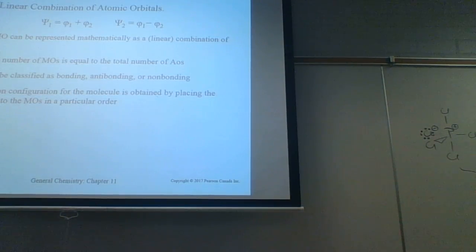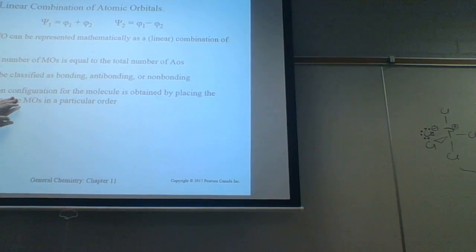And so let's just read the points. Each MO can be represented mathematically as a linear combination of AOs. We call this LCAO. That's an important acronym. The total number of MOs is equal to the total number of AOs. AOs, atomic orbitals, MOs, molecular orbitals. MOs can be classified as bonding, anti-bonding, and non-bonding. Non-bonding is when they don't mix. They're just left alone, and they just stay essentially as atomic orbitals.